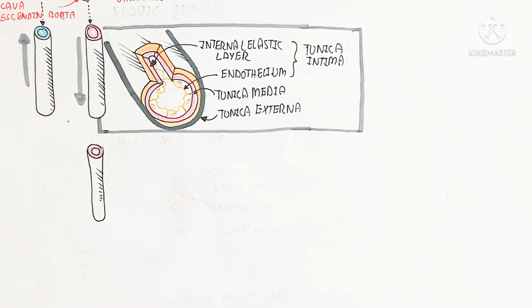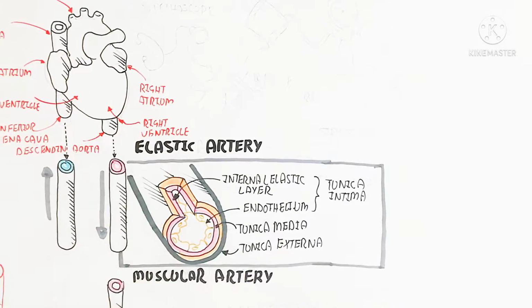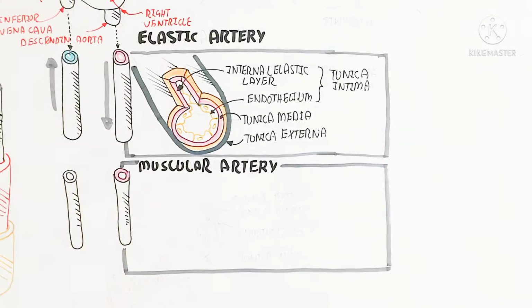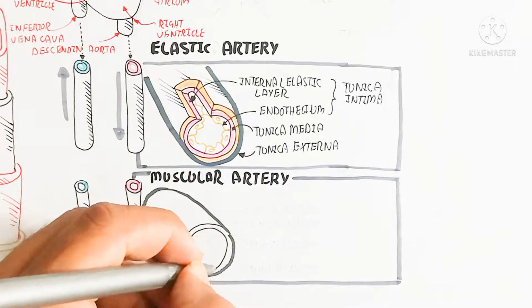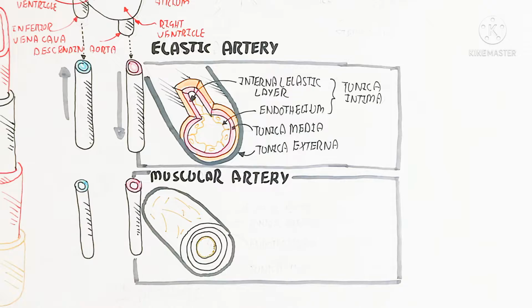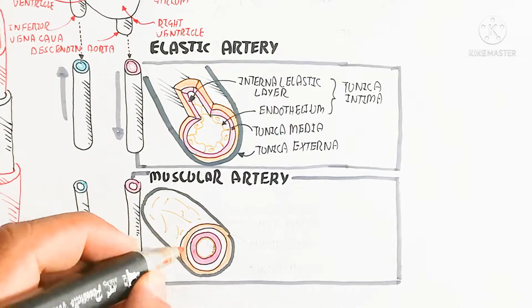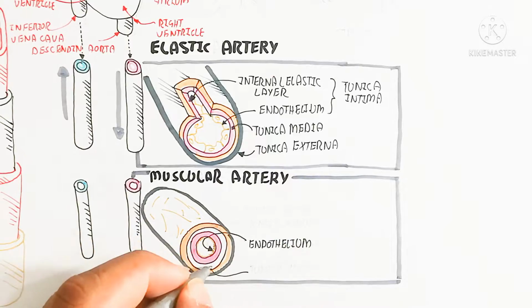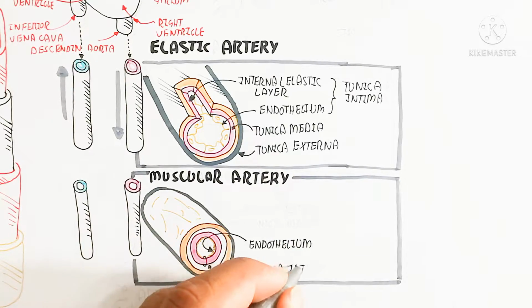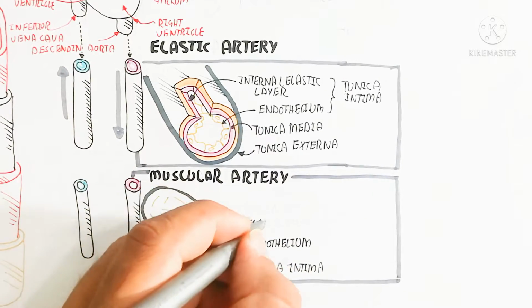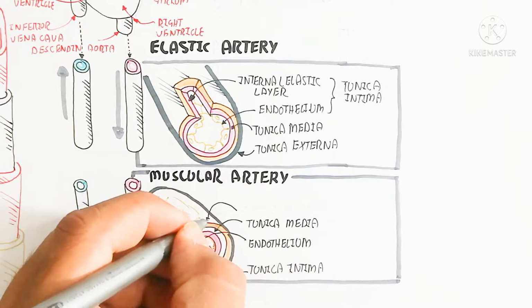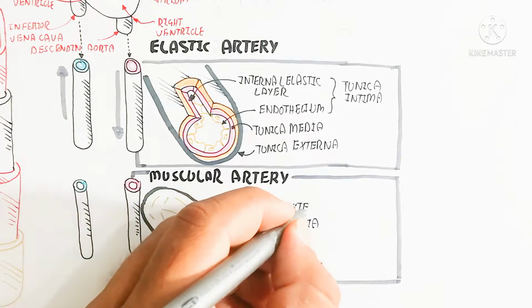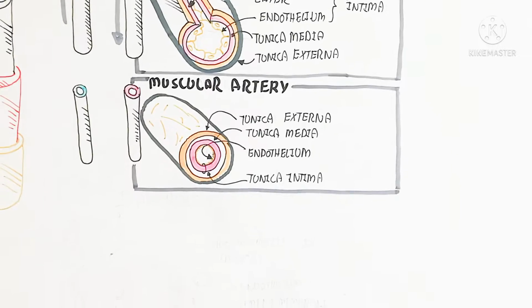So the muscular artery, if we discuss here, is further down the descending path. It is contained differently: the tunica externa is the same, but the tunica media and endothelium are present, and the tunica intima contains less internal elastic layer. So here is the muscular artery.